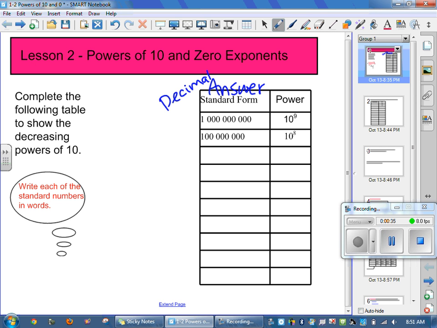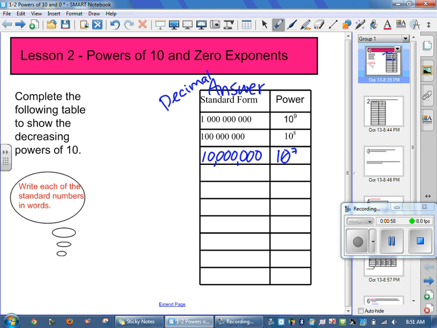So we've got a pattern here. We've got 10 to the 9. How many zeros do you notice? 9. There's 9. So the exponent's telling you how many zeros you have. So here I've got 10 to the 8, 8 zeros. What's my next one going to be? 10 exponent 7. And it's going to give me how many zeros? Good, 7 zeros.